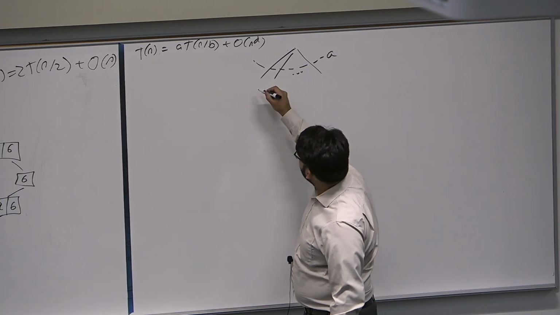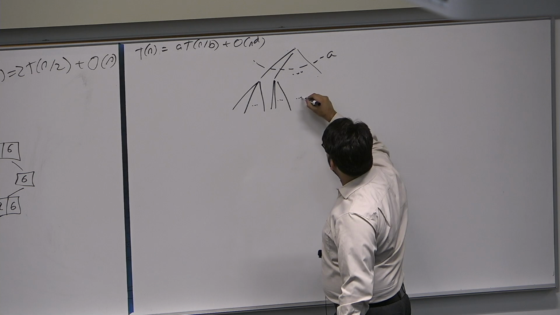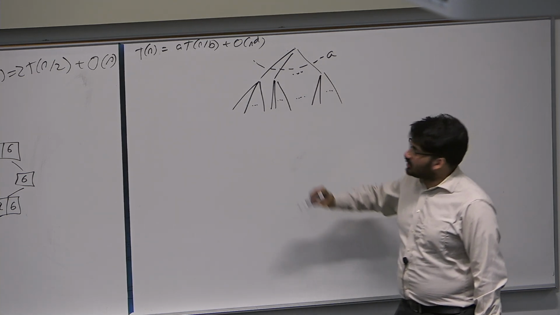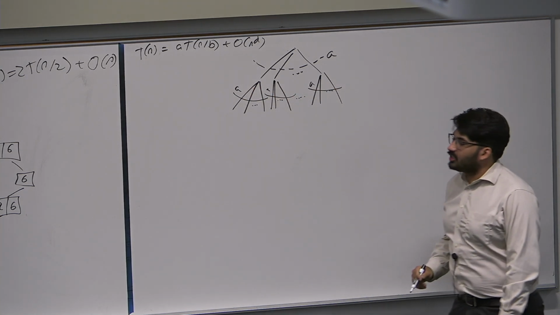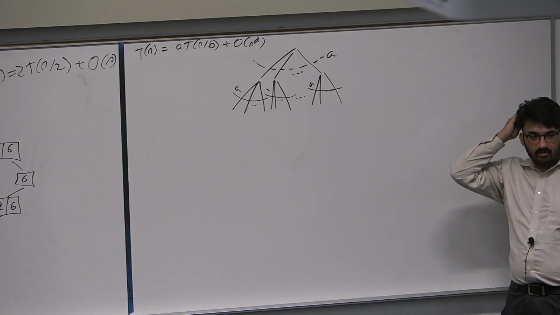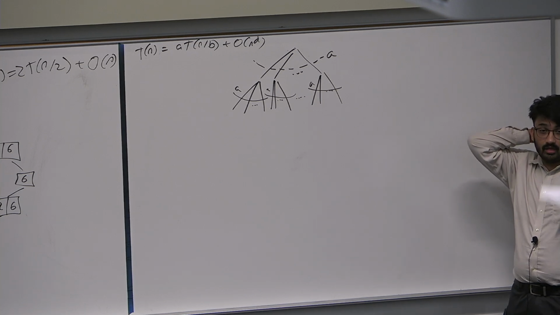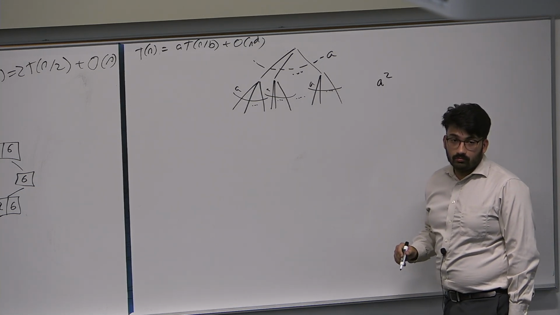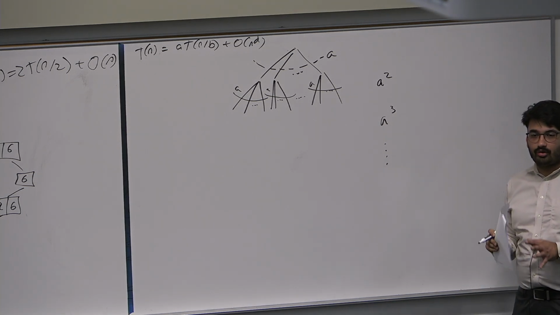I'll draw the picture. Each of the a recursive calls is going to have a recursive calls. So how many recursive calls are there at the second level? And then what about the third level? Now those are the number of recursive calls.